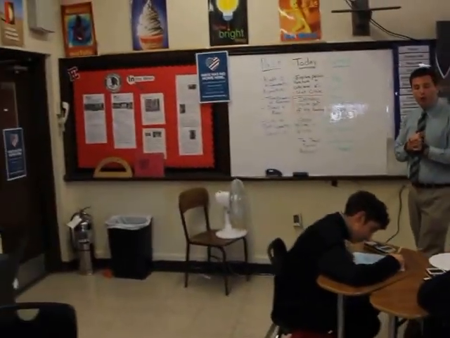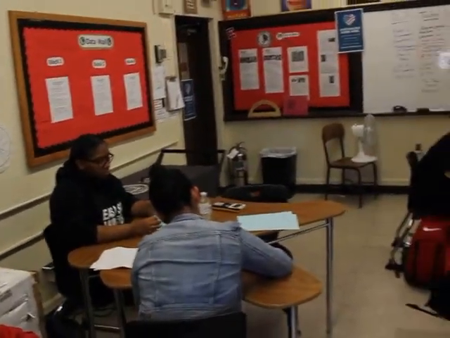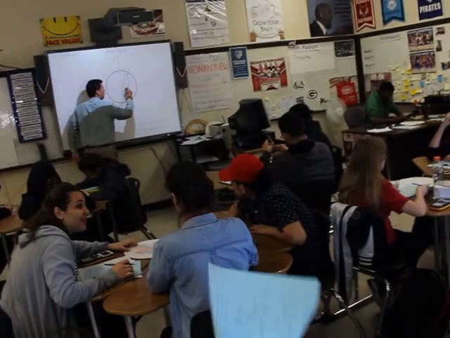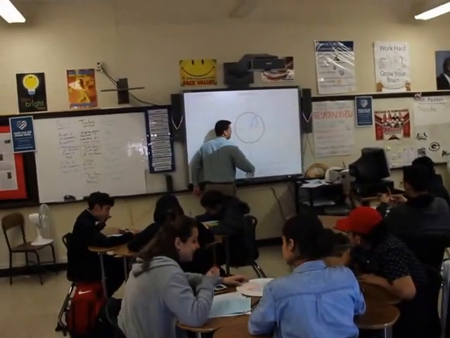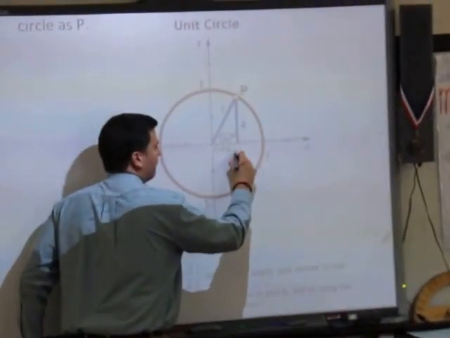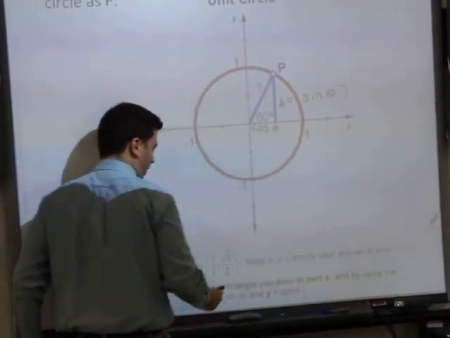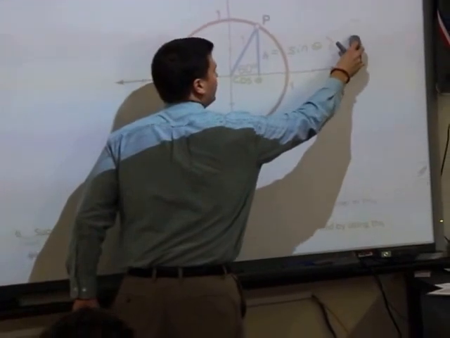If you would like to draw your unit circle, I see some people have started already, okay? Label the base as cosine theta, and label the height as sine theta, okay? That might help you with this.